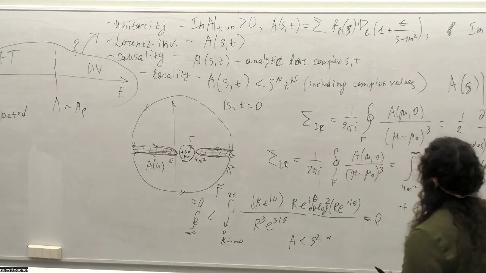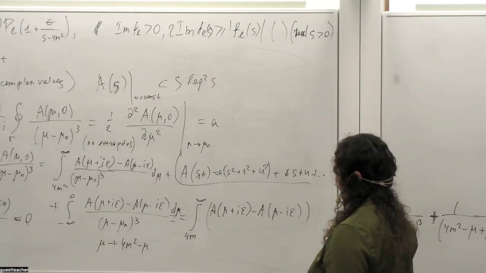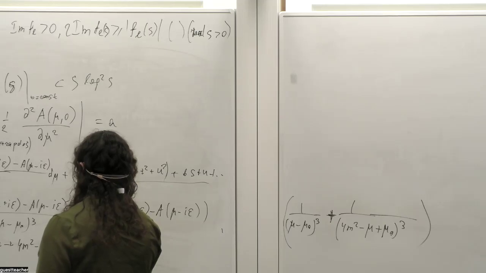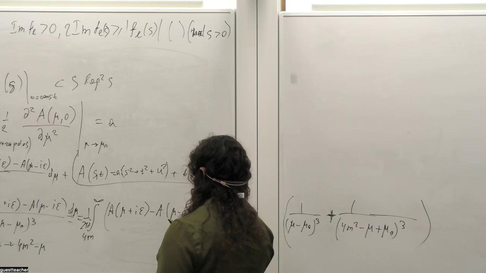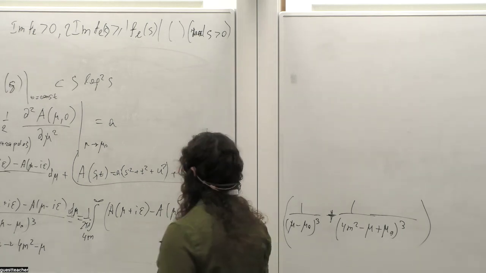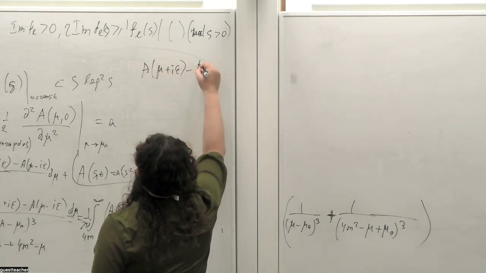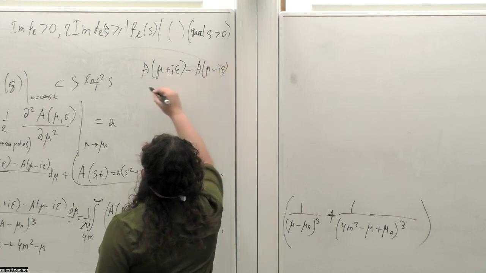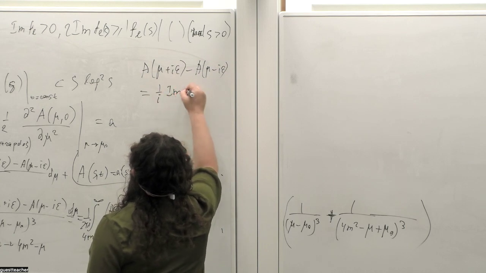So we know that its value has the same properties in the U channel. We have also unitarity there, and the discontinuity has the same value there, 1 over 2 pi I, and also this discontinuity is nothing else but the imaginary part of the amplitude. So A of mu plus I epsilon minus A of mu minus I epsilon is equal to 1 over I, imaginary part of A.